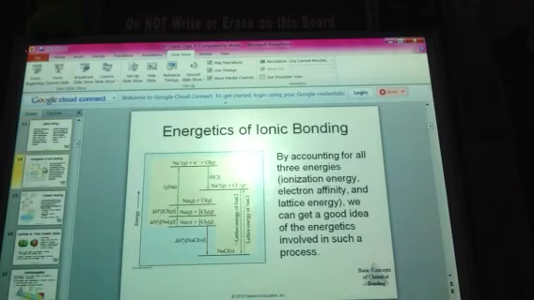Okay, let's keep going. So guys, this one is just showing us that if we account for all 3 energy changes, then we can get a good idea of the energetics involved in a process.